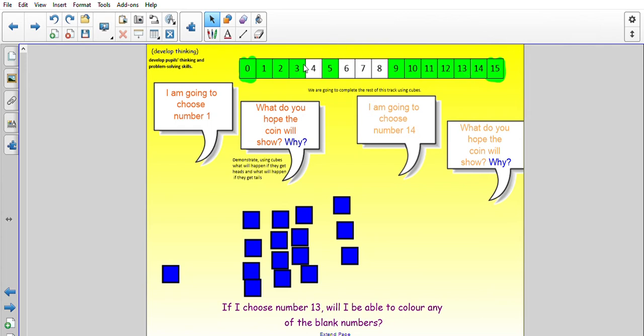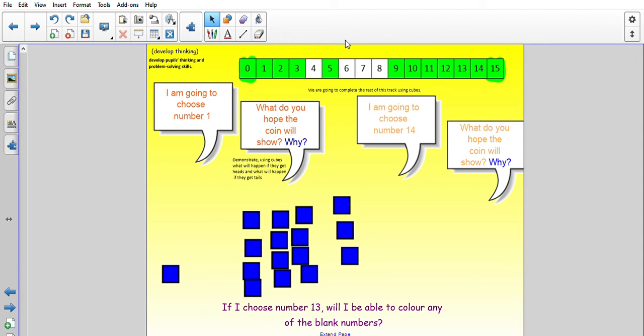If I choose number 4, they're all coloured, aren't they? No good. If I choose number 5, oh, number 5.